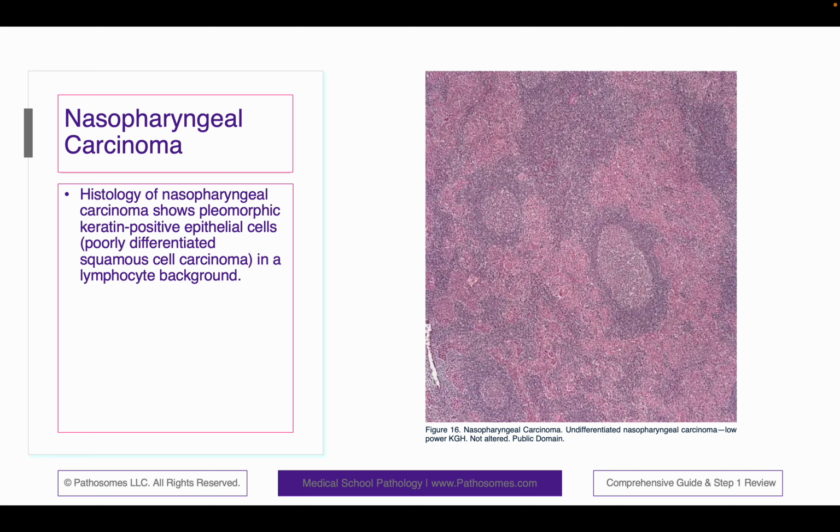Here we have an H&E representation of a nasopharyngeal carcinoma, specifically in this image, the undifferentiated type at low power. Keep in mind that the histology of nasopharyngeal carcinoma typically shows pleomorphic keratin-positive epithelial cells, which are poorly differentiated squamous cells, with a lymphocytic background.